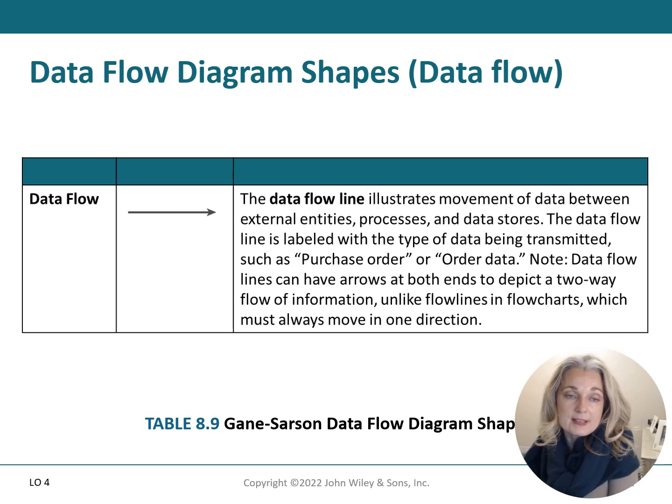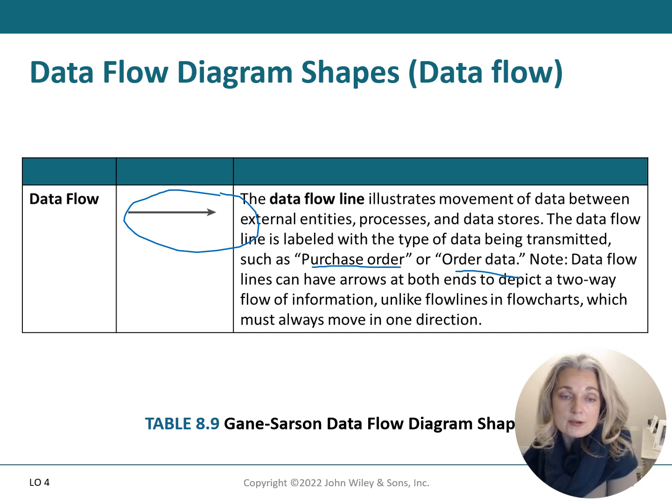Now we have our data flow arrow, and this illustrates the movement of data between external entities, processes, and data stores. The data flow line is labeled with the type of data being transmitted, such as our purchase order or order data. And data flow lines can have arrows at both ends to depict a two-way flow of information, unlike our flow lines in a flowchart, which must always move in one direction.